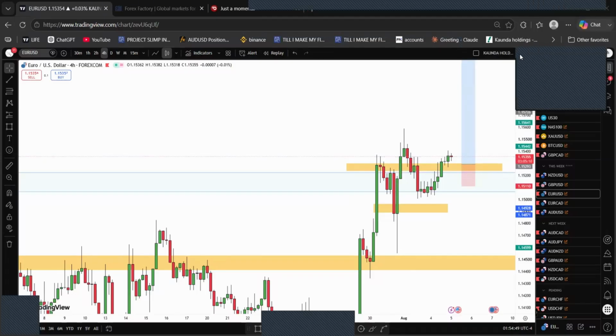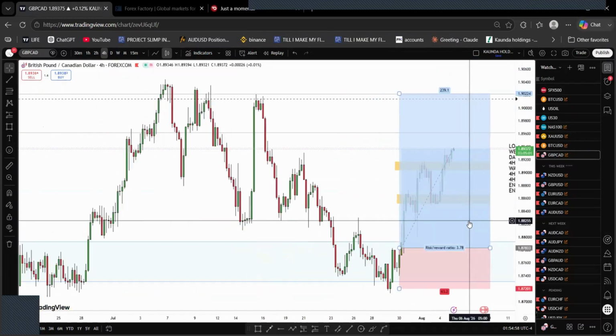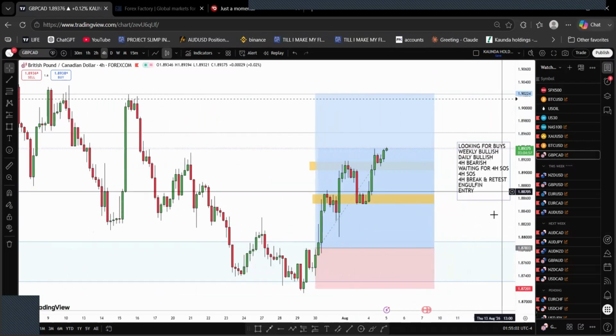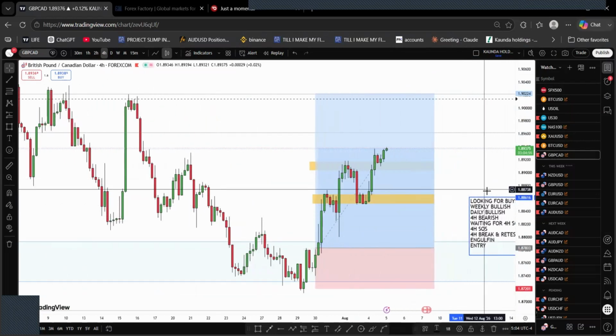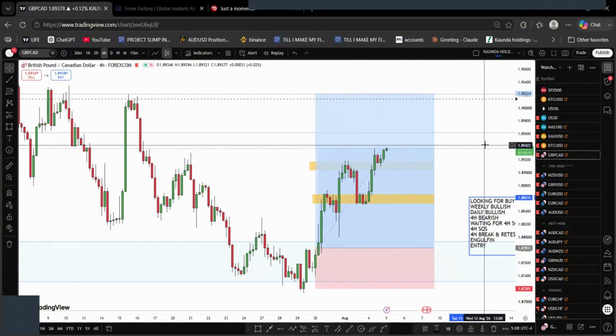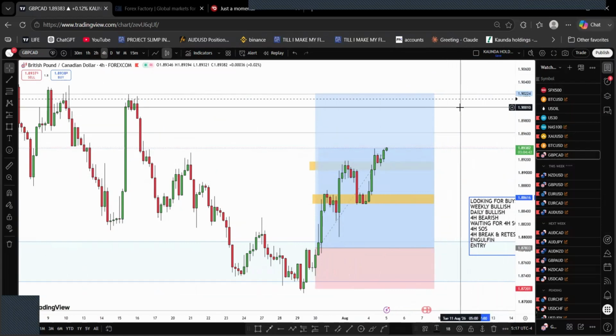So, just a quick update this morning. You can see, this is our trade right now. This is where we are, around the 1.89377 level. So we just wait and see how price moves from this level.